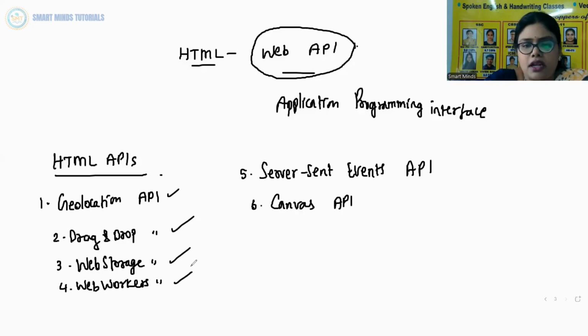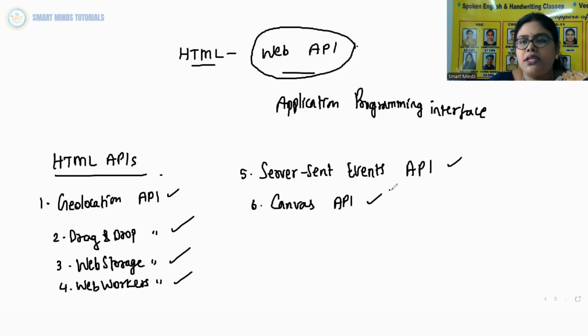So users can continue to do whatever they want, like clicking, selecting things, etc., while the web worker runs in the background. Next, number five is server sent events API. This API allows a web page to automatically get updates from a server. Then at last you have Canvas API. This API lets you draw graphics on the fly via JavaScript.